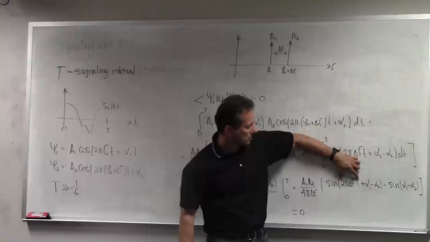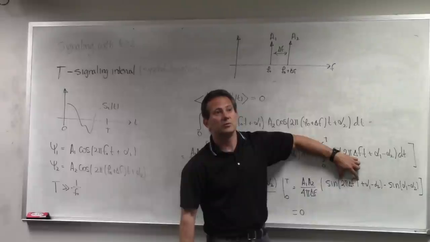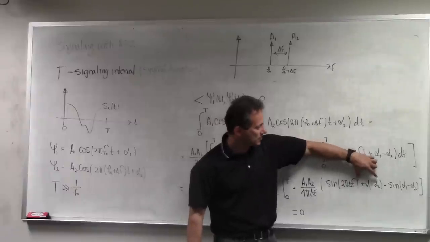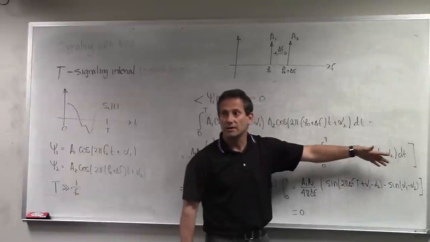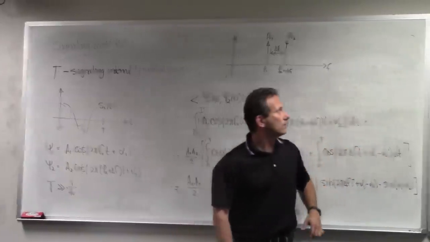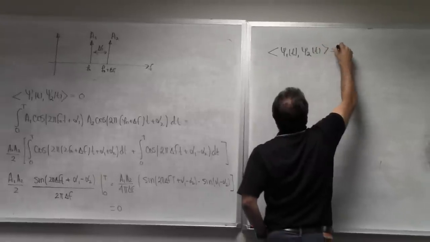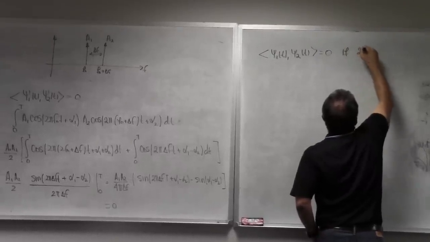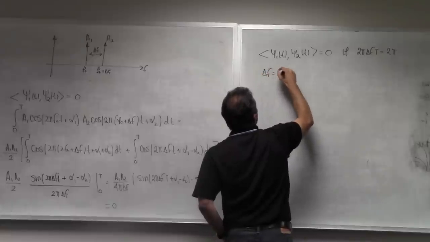So what can you tell me about this? When does sine repeat itself? Integer number of 2 pi. So what is the smallest repetition? 2 pi, right? If you start with sine of alpha 1 minus alpha 2, the next time this comes is plus 2 pi, right? So this has to be equal to 2 pi. So these two functions are orthogonal, psi 1 of t dot product with psi 2 of t is equal to 0, if 2 pi delta f T is equal to 2 pi. So what is delta f? It is equal to 1 over T.